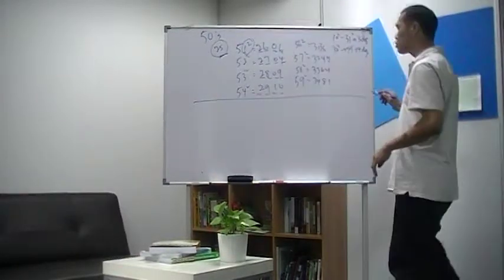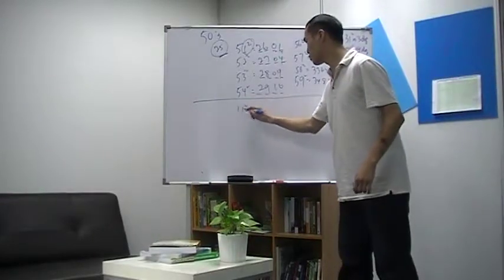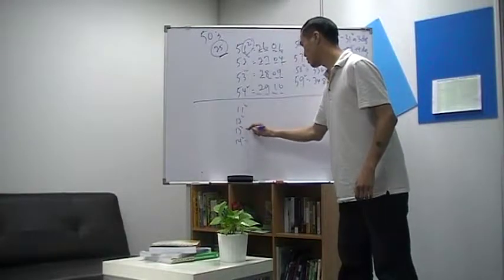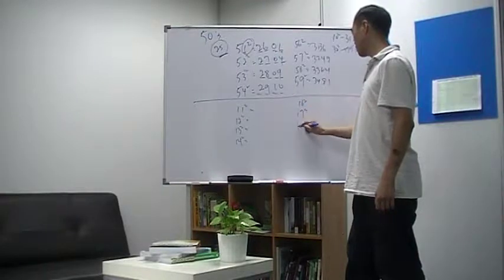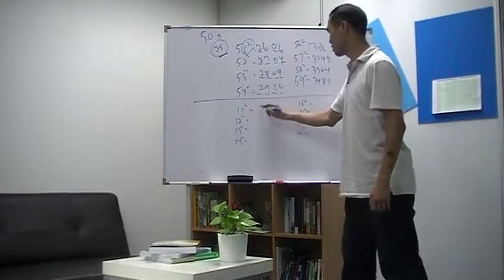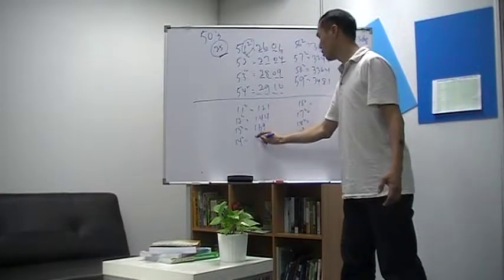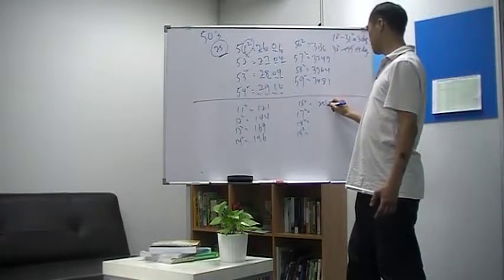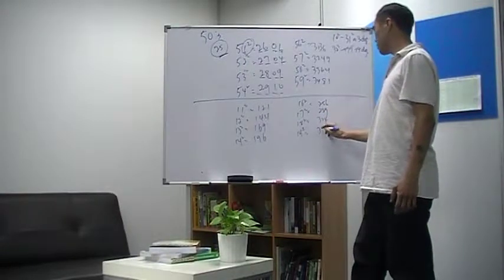Before I continue, I need you to memorize something for the next part. You have to memorize 11 square, 12 square, 13 square, 14 square. Also very important: 16 square, 17 square, 18 square, and 19 square. So when I put down the answers for you: 121, 144, 169, 196, 256, 289, 324, and 361.